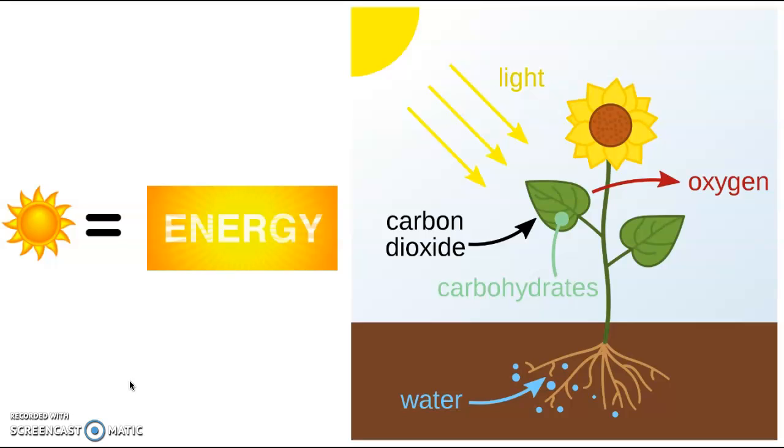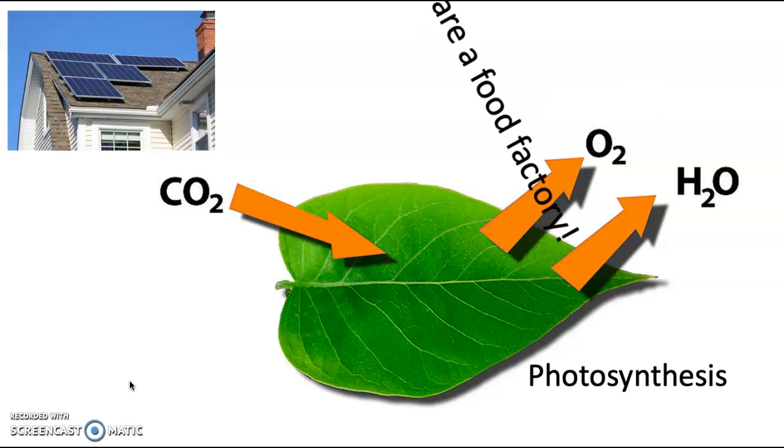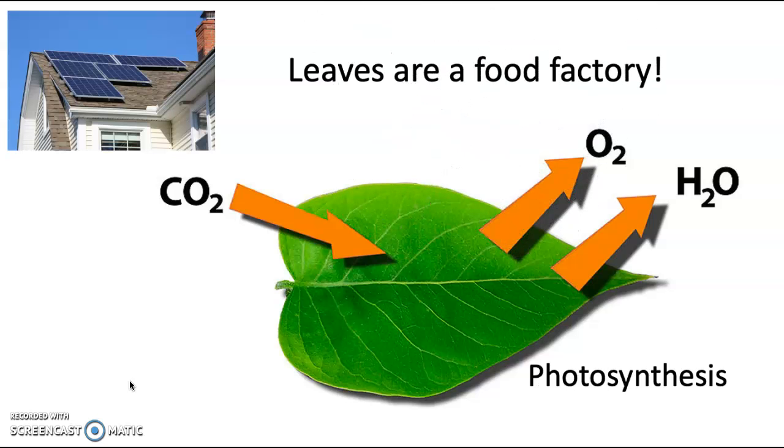In the leaves, carbon dioxide and water are converted to glucose and oxygen with the help of the sun's energy. Glucose is like a chicken nugget for the plant. Glucose is the plant's food. Leaves are a food factory.